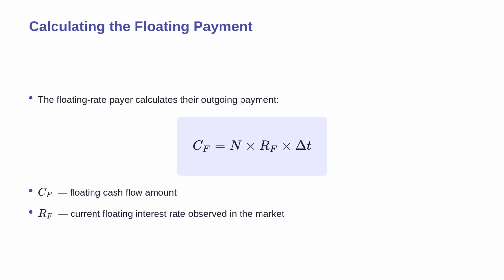Next, we must calculate what the other party owes in return. The formula for the floating payment is C_F equals N times R_F times delta T. The notional principal and time fraction are exactly the same as the fixed payment. However, we use R_F, which represents the current floating interest rate observed in the market for that specific period. Because this floating rate changes every period based on the broader economy, this payment amount will be different every time they calculate it. If market rates rise, this payment increases, and if they fall, it decreases.